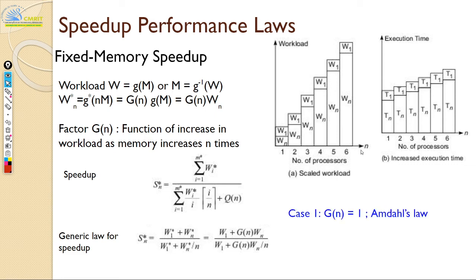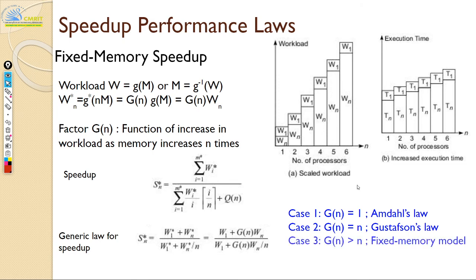If you substitute G of n equals 1, this becomes your Amdahl's law, because my workload is not going to increase at all. In the second case, G of n equals n, so it's going to increase linearly with my increase in processor size. That's Gustafson's law. The workload increases linearly with my increase in computing power. And for all the other cases, you have this fixed memory model.